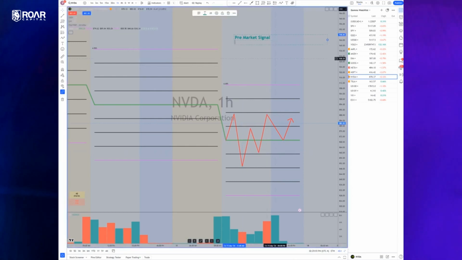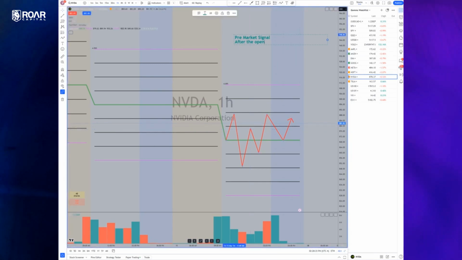The next type of signal will be after the open, when I believe we are going to come up to one of these levels, test one of these levels, bounce off of one of these levels and come down to another level. So the way you use these levels is you use them sometimes for entries, but mostly for targets and stops, because you want to size your trade accordingly.